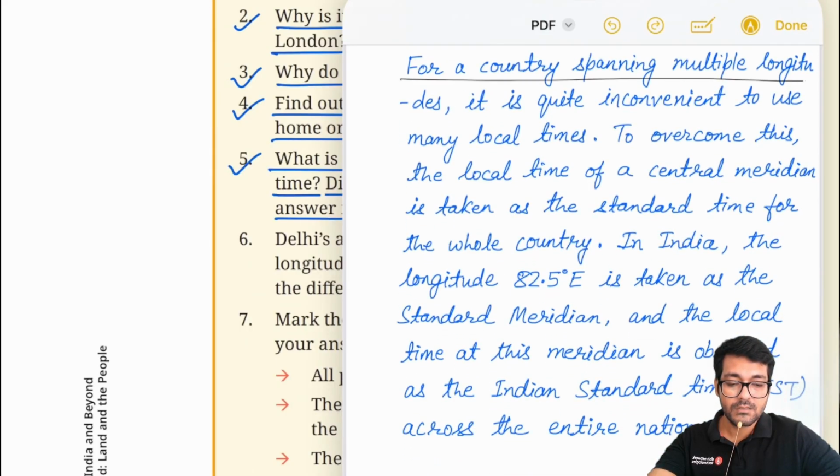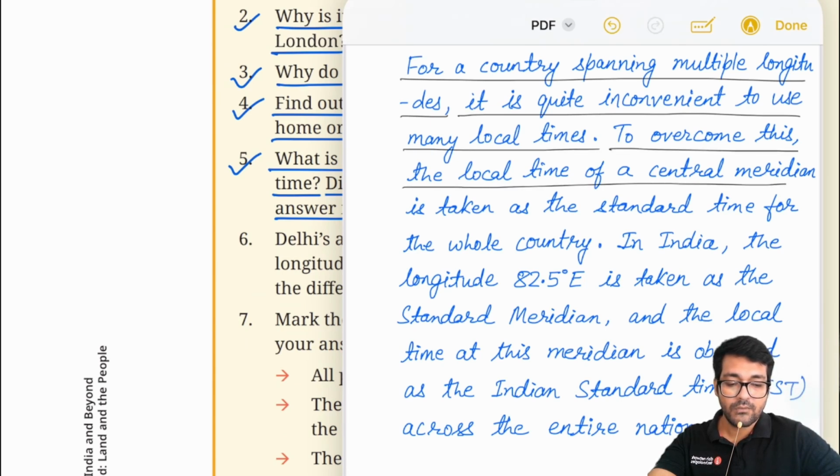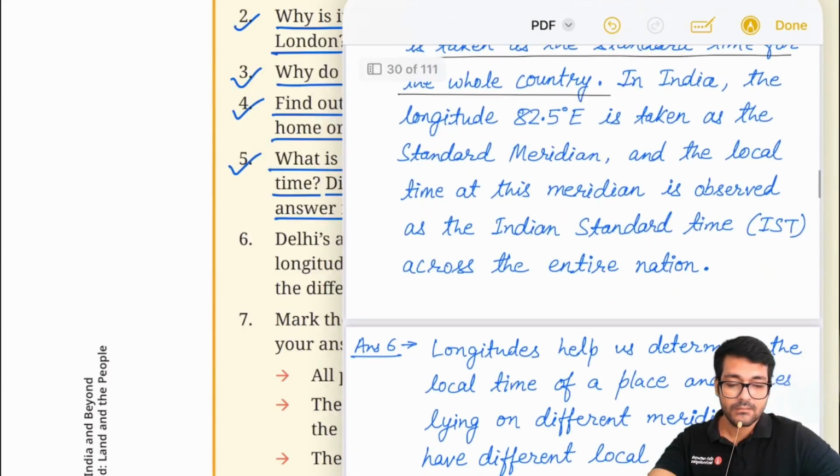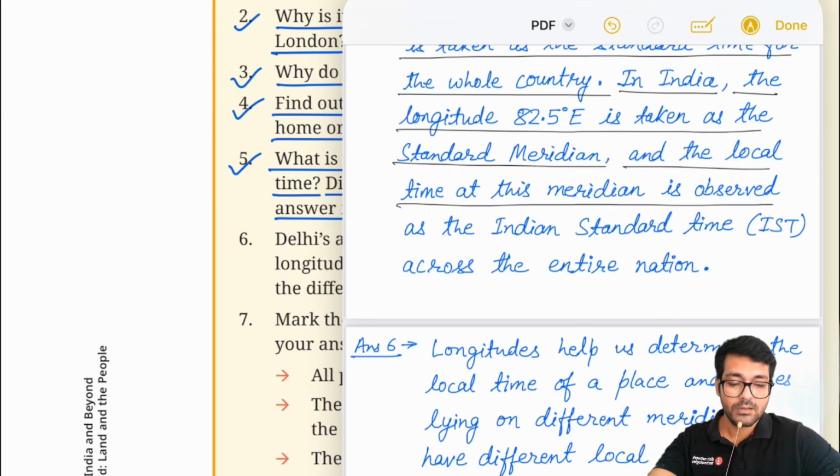For a country spanning multiple longitudes, it is quite inconvenient to use many local times. To overcome this, the local time of a central meridian is taken as the standard time for the whole country. In India, the longitude 82.5 degrees east is taken as the standard meridian and the local time at this meridian is observed as the Indian Standard Time or IST across the entire nation.